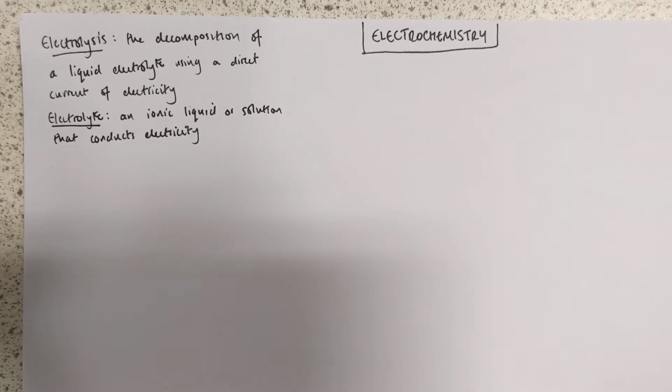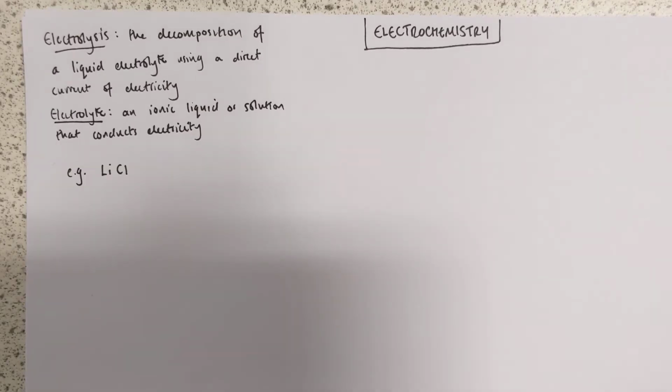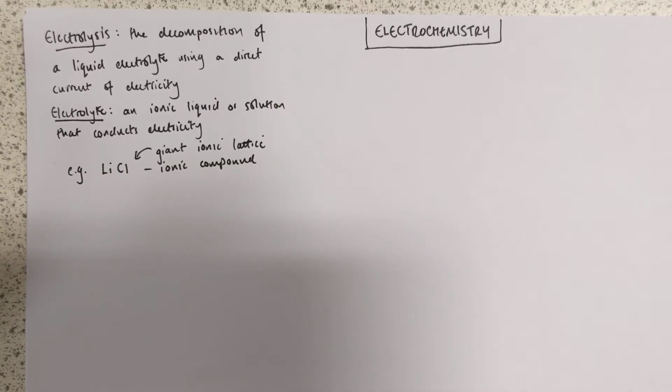I'm going to pick a compound called lithium chloride, whose formula is LiCl. As we can see, it contains two elements, lithium and chlorine. Lithium is a metal, chlorine is a non-metal. Therefore, because you've got a metal and a non-metal, it must be an ionic compound, and its structure must be a giant ionic lattice. A giant ionic lattice is a large grid of the ions, lithium ions and chloride ions, opposing each other and attracted together.